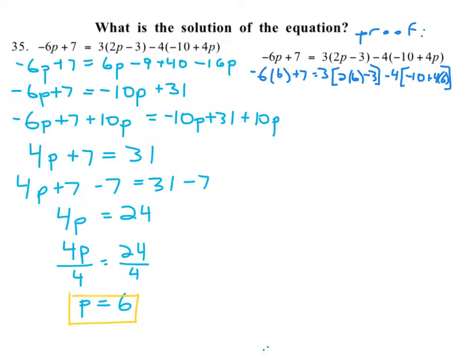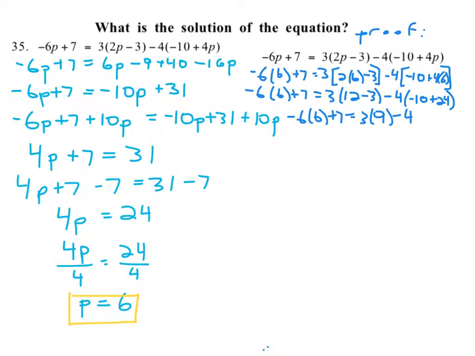Okay, and now when I simplify this, I've got negative 36. Actually, I'm going to keep that for a second and just do what's inside the brackets first. Equals 3 parentheses 12 minus 3 minus 4 parentheses negative 10 plus 24. Okay, and continuing that, negative 6 parentheses 6 plus 7 equals 3 parentheses 9 minus 4 parentheses 14. They go together to be.